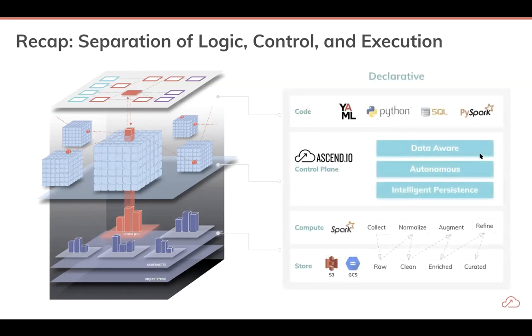And so the core tenets of that, and how this really starts to look, go back to those notions of data awareness, autonomy, and intelligent persistence. And with those, this is how we can really build the backbone of the intelligent control plane that lets us architect these declarative pipelines with far less code and much less developer burden.